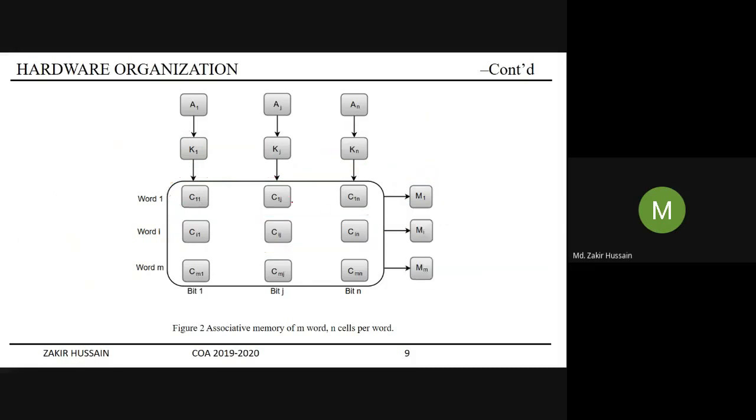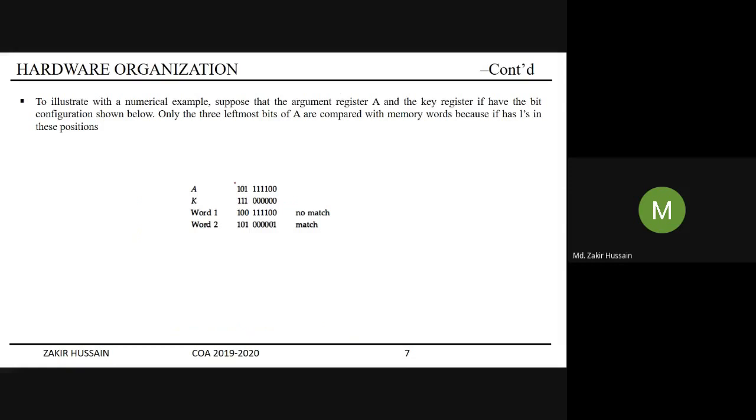So this is the hardware, which we saw last time. We have set this portion here. Now this is the argument register, and this is the word register. This is the argument. This is the word one. If you see this one and this one here, because a match will happen only where ones are there. So here this one and this one, there is no match at all. So that's why here it is a no match.